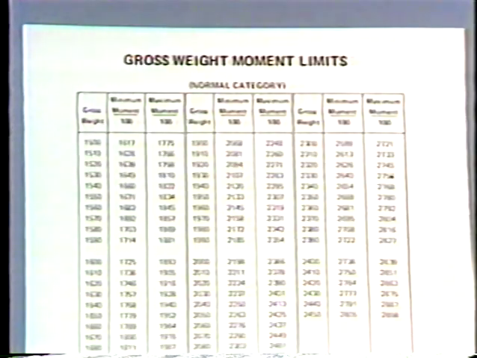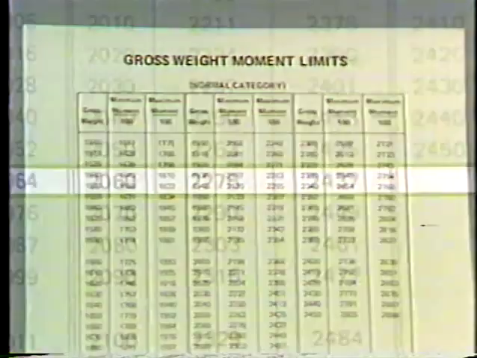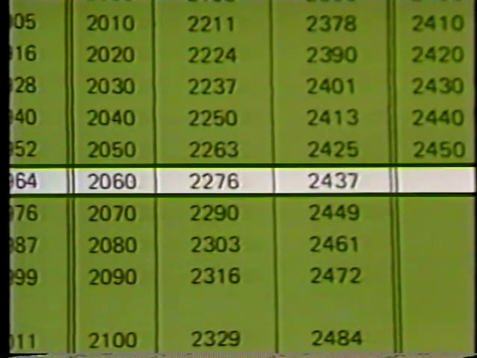The gross weight moment limits chart in the pilot's operating handbook establishes limits for the gross weight of 2,060 pounds to be the following: forward moment, 2,276, aft moment, 2,437. Our calculation should fall somewhere between these two numbers to be within limits.